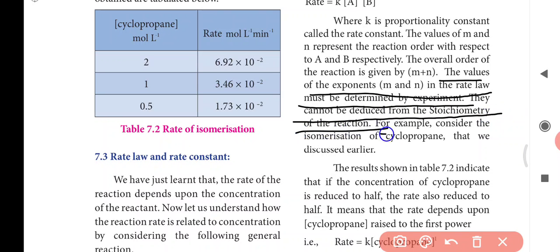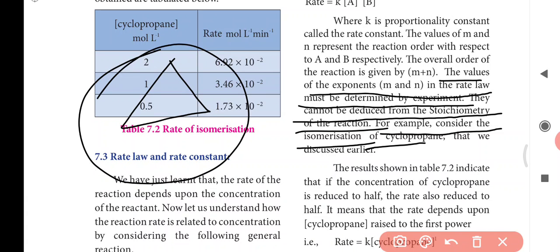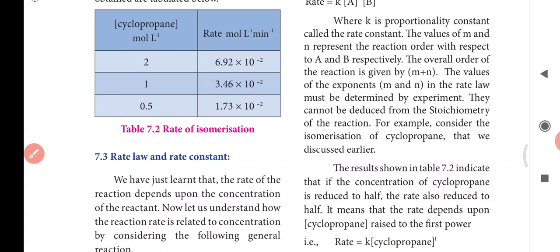For example, consider the isomerism. Isomerism means the same molecular formula but a different structure. Do you know the structure of cyclopropane? This is called cyclopropane because here we have 3 CH2 groups and the structure is cyclic in nature.